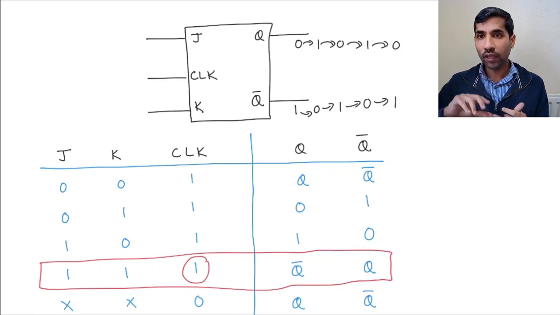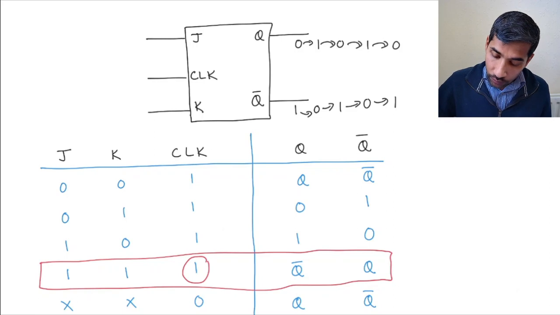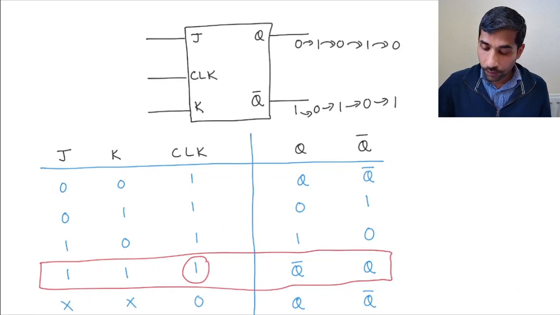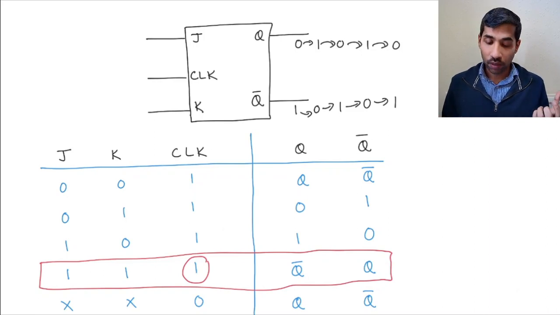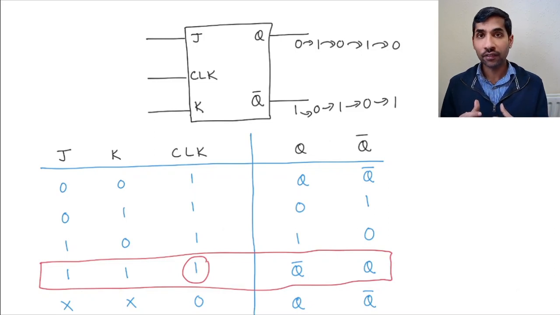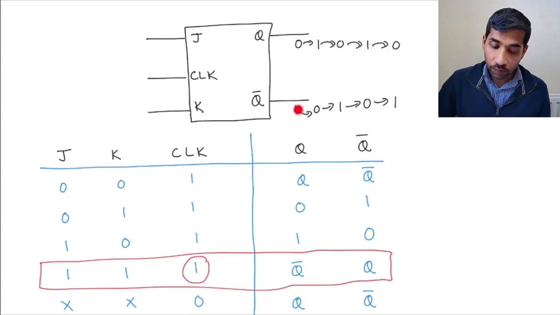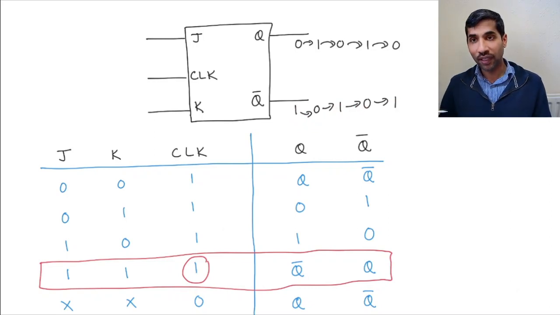So what I'm saying is that because your output is continuously changing states in this condition, there are oscillations at the output as long as the clock is 1, and you don't know what output you will get when you apply j equal to 1 and k equal to 1. The reason you have this problem is that your inputs can influence your outputs for all the time the clock is 1. As long as the clock is 1, this oscillation from 1 to 0 to 1 to 0 to 1 is going to continue, and whenever the clock becomes 0, that will stop.